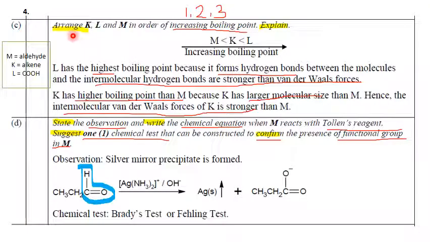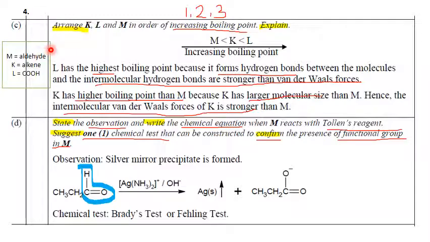Okay, arrange K, L, and M in order of increasing boiling point, from 1 to 3. Explain. So M is an aldehyde, K is an alkene, L is COOH. So definitely the carboxylic acid has the highest boiling point. And then alkene and aldehyde cannot form hydrogen bonds. But this aldehyde is propanal, and the alkene is hexene. So the molar mass of hexene is larger than propanal.